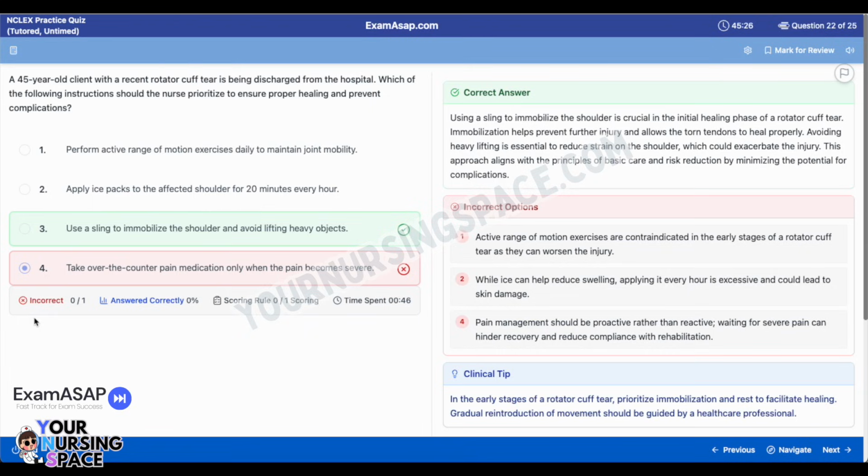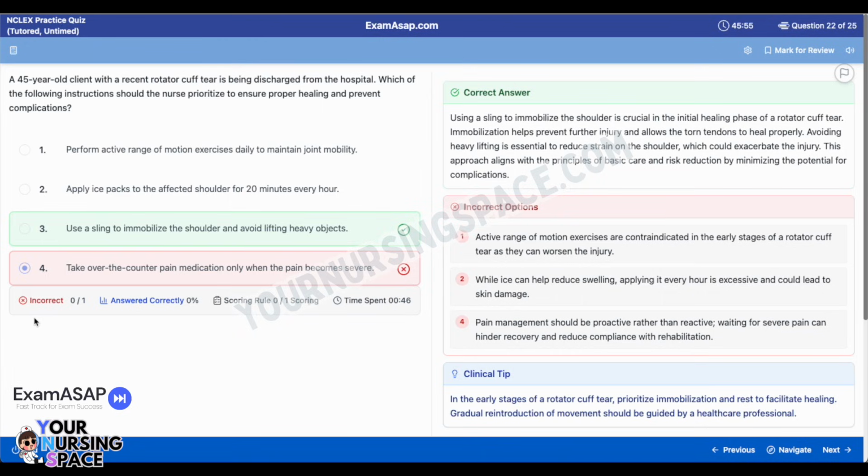Rationale. Correct answer, C. Using a sling to immobilize the shoulder is crucial in the initial healing phase of a rotator cuff tear. Immobilization helps prevent further injury and allows the torn tendons to heal properly. Avoiding heavy lifting is essential to reduce strain on the shoulder, which could exacerbate the injury. This approach aligns with the principles of basic care and risk reduction by minimizing the potential for complications.